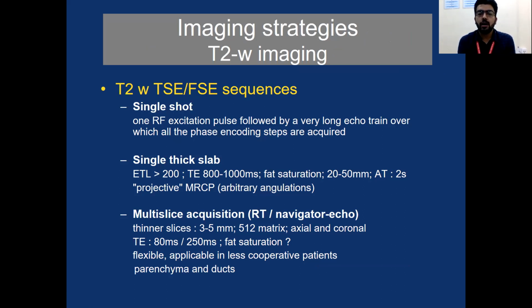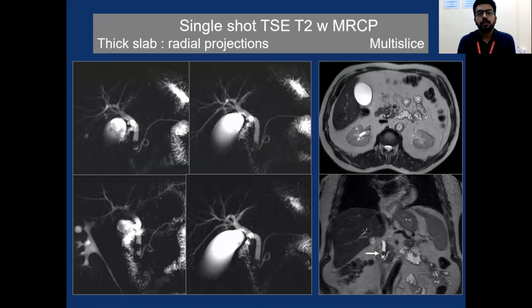Multi-slice acquisition, RT or navigator echo, if we have thinner slices, 3 to 5 mm, 512 matrix, axial and coronal, when flexible, applicable in less cooperative patients, parenchyma and duct. These are all the images showing single shot T2 weighted MRCP. These are thick slabs, radial projections, and these are the multi-slices.